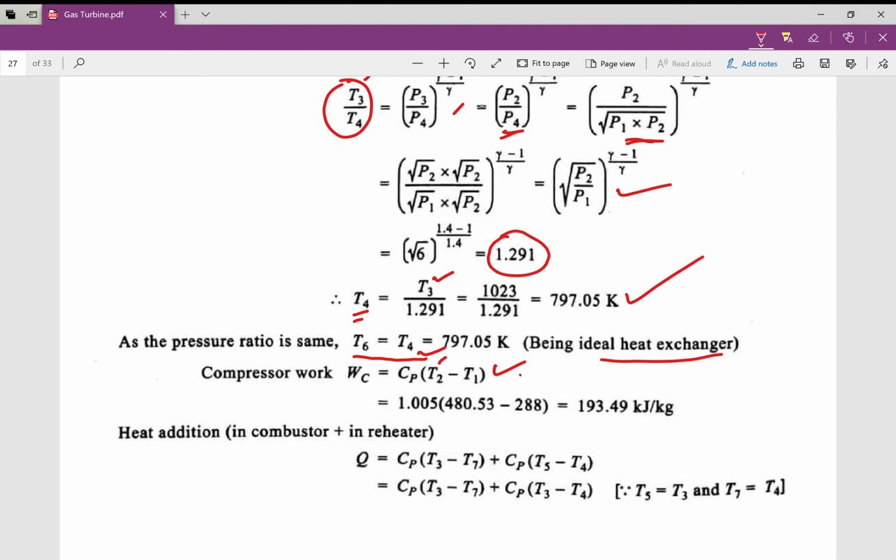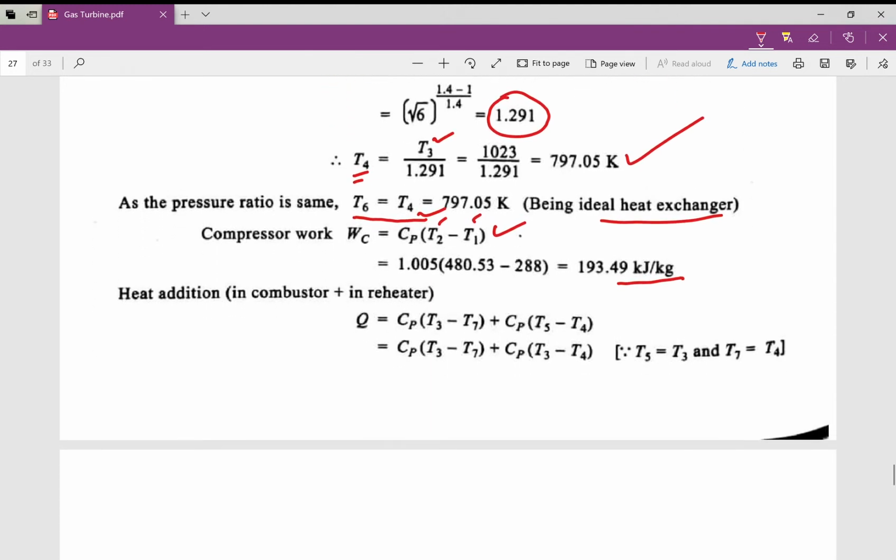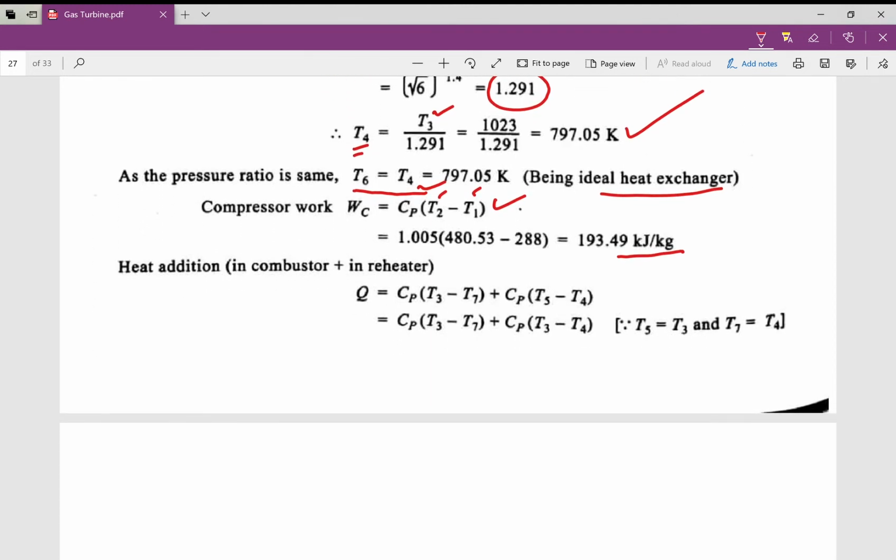Both values are known, Cp already given, so we can calculate this much amount of work supplied to compressor. Now, heat addition takes place in the combustor plus the reheater also. So for both you should calculate separately. This is for your combustor, this is for your reheater.